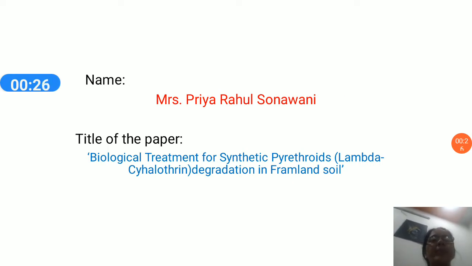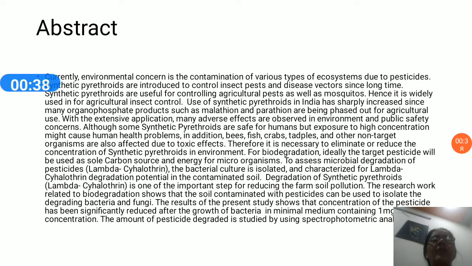The title of my paper is Biological Treatment for Synthetic Pyrethroids, that is lambda cyhalothrin degradation in the farmland soil. As all of us know, a major environmental concern is the contamination of various types of ecosystems due to pesticides, and synthetic pyrethroids are one of the types of insecticides which have controlled insect pests and disease vectors for a long time. These synthetic pyrethroids are useful for controlling agricultural pests as well as mosquitoes, hence they are widely used.